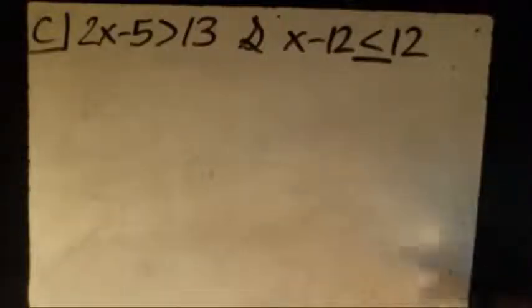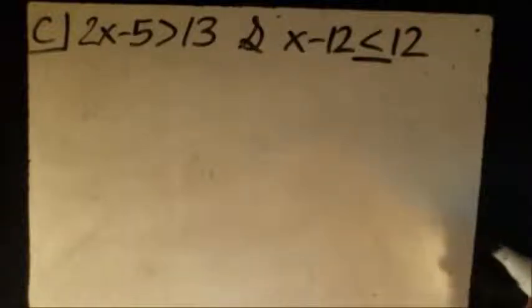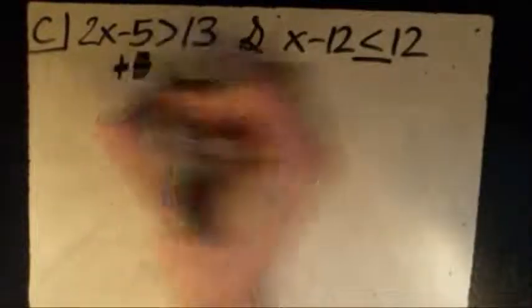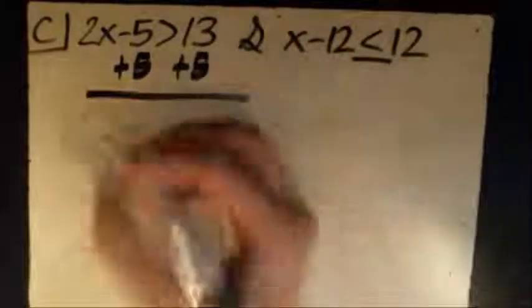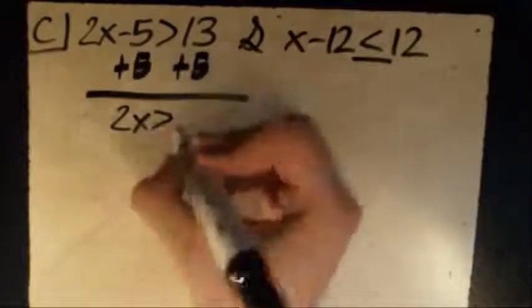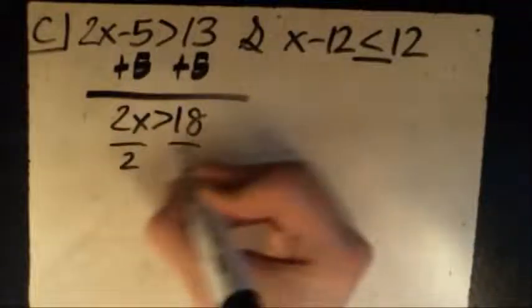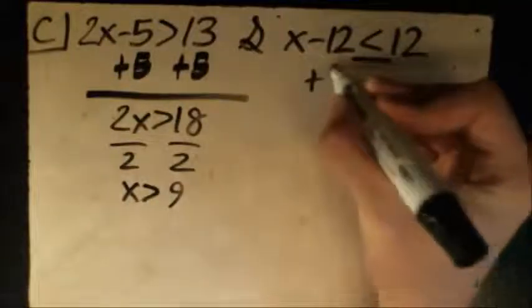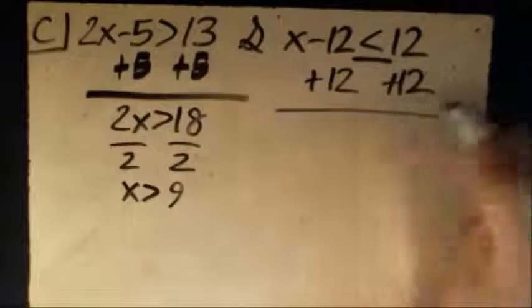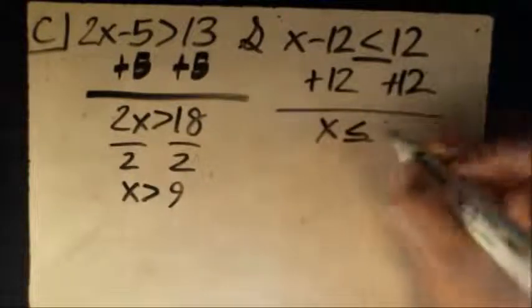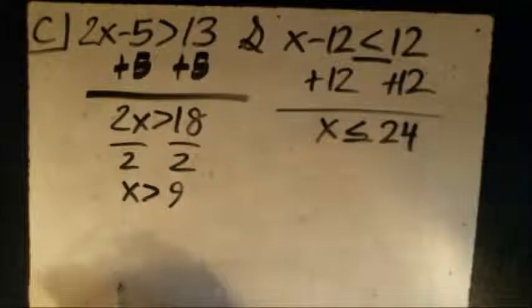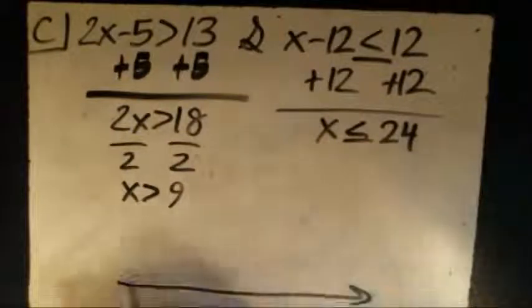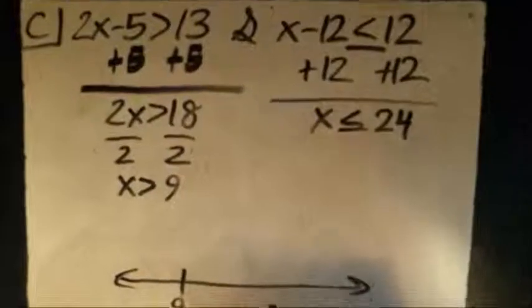So for C, we have 2x minus 5 is greater than 13, and x minus 12 is less than or equal to 12. So once again, I need to solve for both equations. Over here on the right, I've got to add 5 to both sides. So I got 2x is greater than 18. Divide both sides by 2. So I got x is greater than 9. And over here, I have to add 12 to both sides. So I end up with x is less than or equal to 24. So on my number line, when I graph this, I'm going to have 9 and 24.